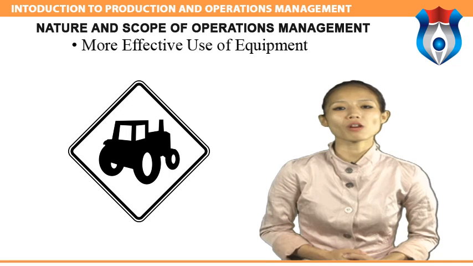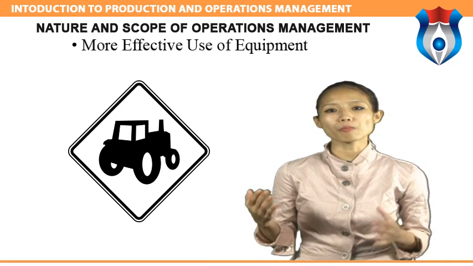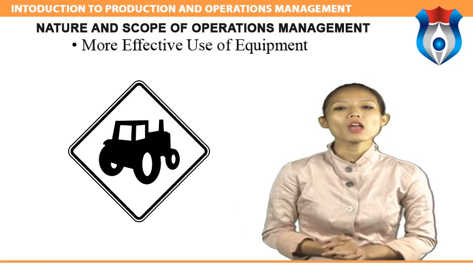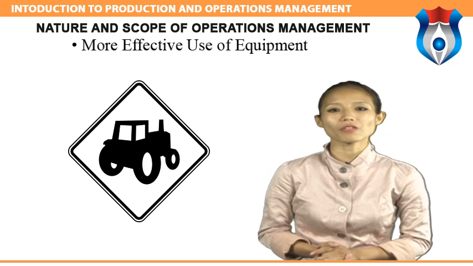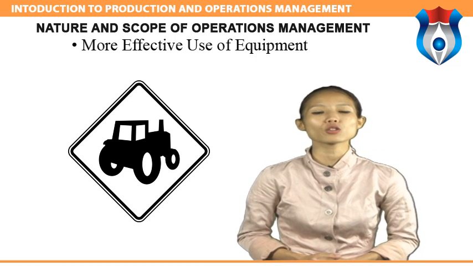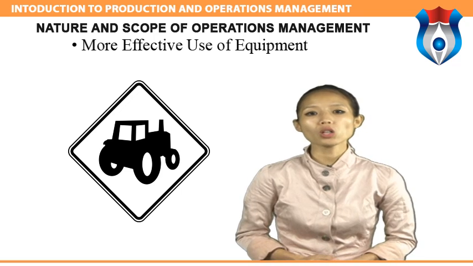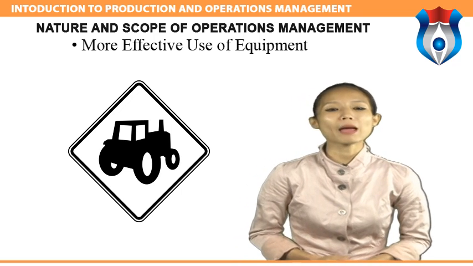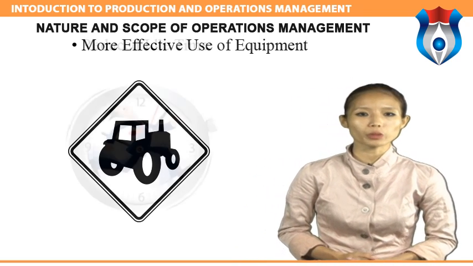More effective use of equipment. An efficient system of production planning and control makes for the most effective use of equipment. It provides information to the management on a regular basis pertaining to the present position of all orders in process, equipment and personnel requirements for the next few weeks.